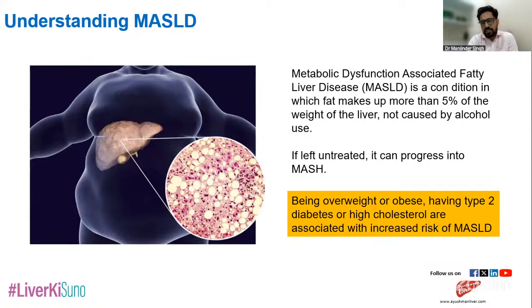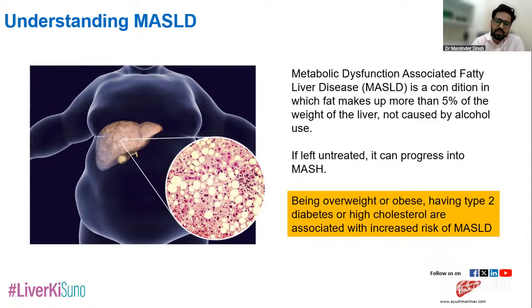MASLD, that is metabolic dysfunction associated steatotic liver disease, is a condition wherein fat comprises at least 5% of the weight of the liver, which is not otherwise caused by alcohol intake. If left untreated, it can progress to MASH, one stage in the evolution of the disease, which has inflammation and could be associated with fibrosis. If that goes unaddressed, it can evolve into compensated cirrhosis, finally decompensated cirrhosis, and or hepatocellular carcinoma.